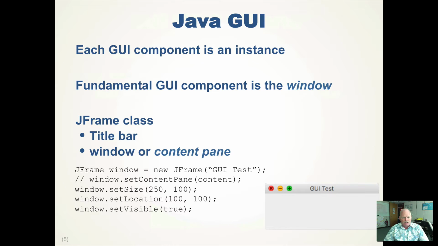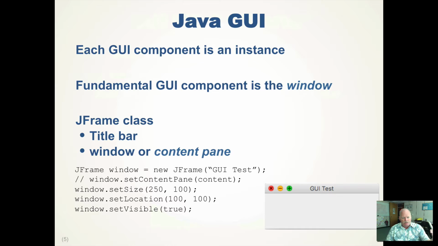So here's the test code here. I have a JFrame window, I say new JFrame, and I provide the title text. In this case, GUI test. I commented out setContentPane. That would set the contents of the window below the title bar. I commented it out so we don't set it, and you can see that it's a blank content. We can set the size, how many pixels wide and how many pixels high we want that to be. We set the location on the screen, the entire screen of your computer. And then finally we say setVisible to true, and that will cause Java to draw this window on the screen.